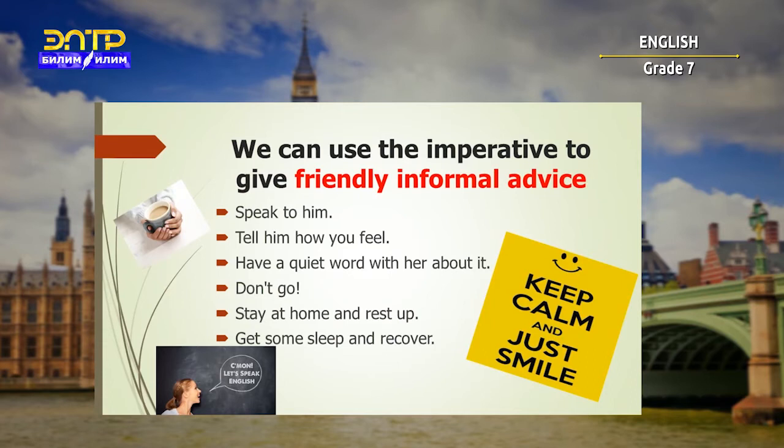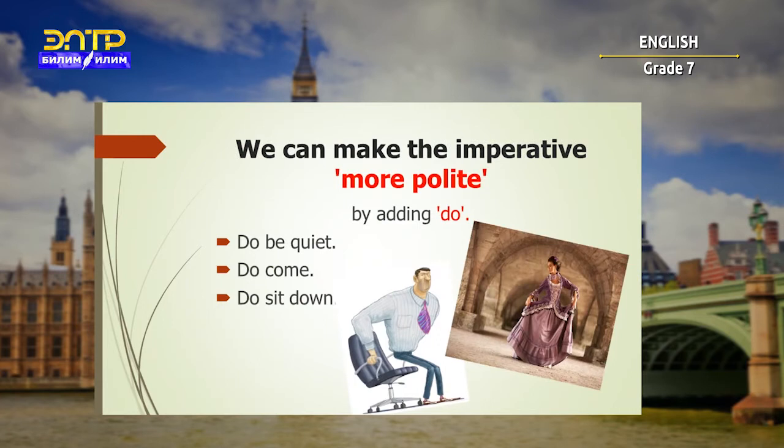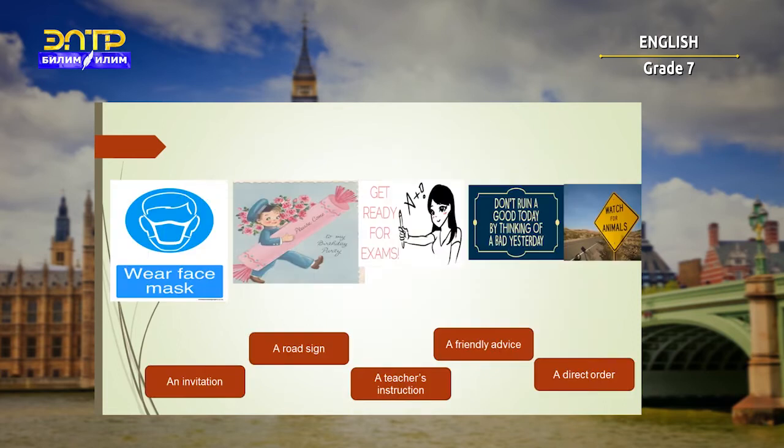We can use the imperative to give friendly, informal advice. For example, speak to him, tell him how you feel, have a quiet word with her about it, don't go, stay at home and rest up, get some sleep and recover. We can use the imperative to make your sentence more polite. We add the verb do. Do be quiet. Do come. Do sit down.